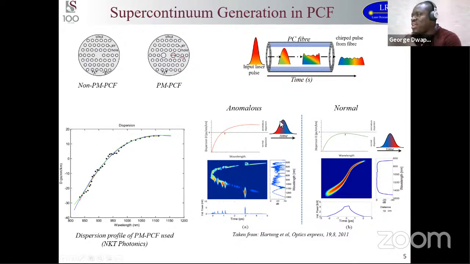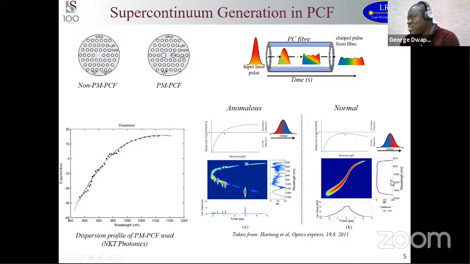Now, typically there are different types of fibers: those that are pumped in the anomalous region, so they have a positive dispersion, and those pumped in the normal region with a negative dispersion. This here is a profile of the fiber that we used. We're pumping at 800, so we are in the normal regime, and hence we call it all-normal dispersion, based on the wavelength that we are pumping. The advantage of this normal dispersion is that if you look at the profile here, you have a uniform spatial profile of a supercontinuum.